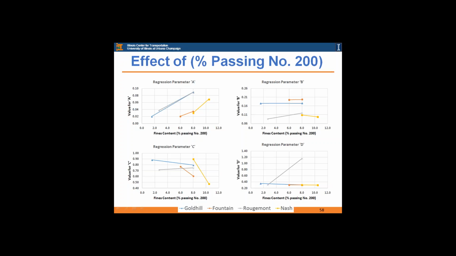These results, as I said, are very preliminary, showing the effect of different parameters on the A, B, C, and D values. For example, if you look closely at the A value, you will see that the value of A increases for all 4 materials that we have as the percent of fines content increases, especially for two of the materials, Rougemont and Gold Hill, where we see a significant increase. The value of B is not much affected, I would say, but we still have so few data points to make a reasonable judgment. The C value looks like it's decreasing, with a significant decrease at one point. The D value is not changing with the percent passing number 200 for 3 materials, but is changing significantly for another 4 materials.